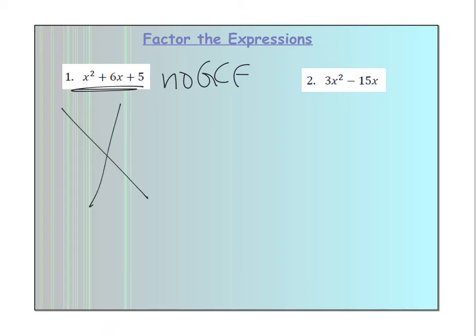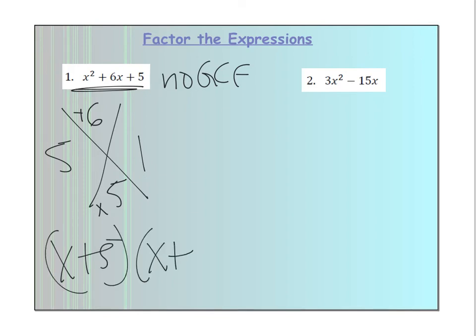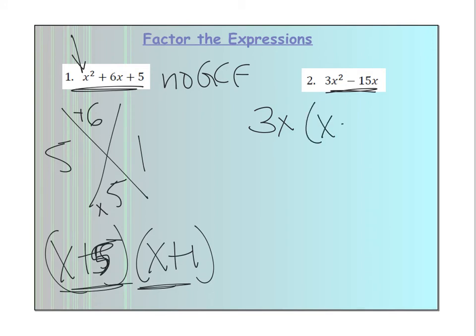So draw my box. What multiplies to 5 and adds up to 6? Well, that's got to be 5 and 1. So if there's nothing in front of the x squared, which is true in this case, then my answers are just the factors. So x plus 5, and x plus 1. Here, number 2, what's in common? Well, there's a 3 in both of those, and there's an x in both of those, so I'll be left with x minus 5. There's my answer.